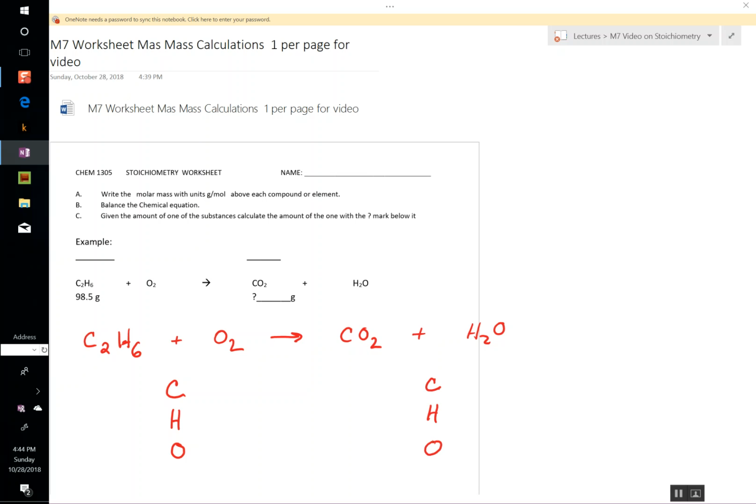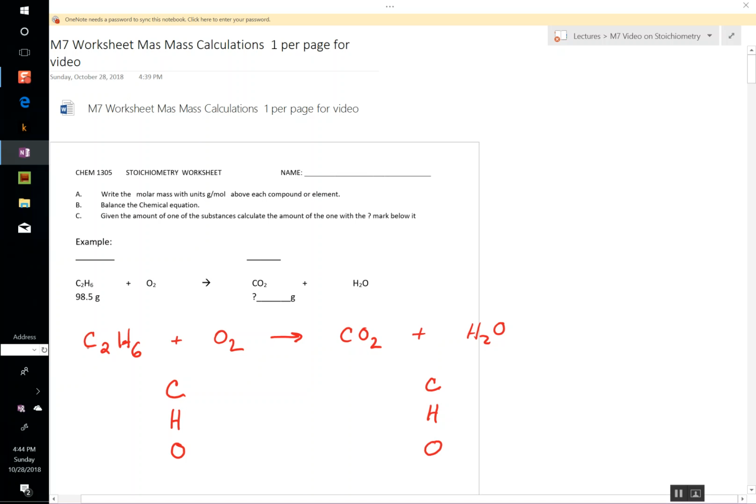And every element that's represented in the reactants will be represented in the products. If that's not the case, there's something wrong with the chemical equation. You can't have carbon on the reactant side and no carbon on the product side. That won't happen in any chemical reaction.